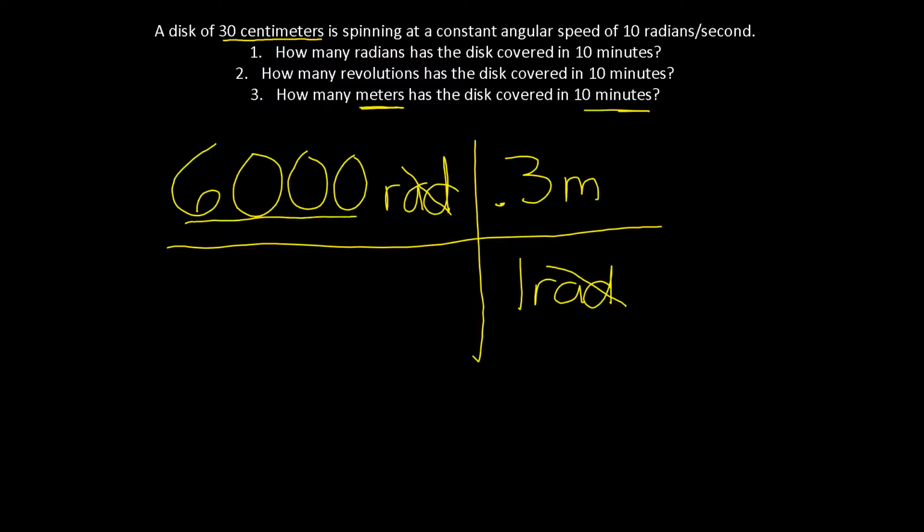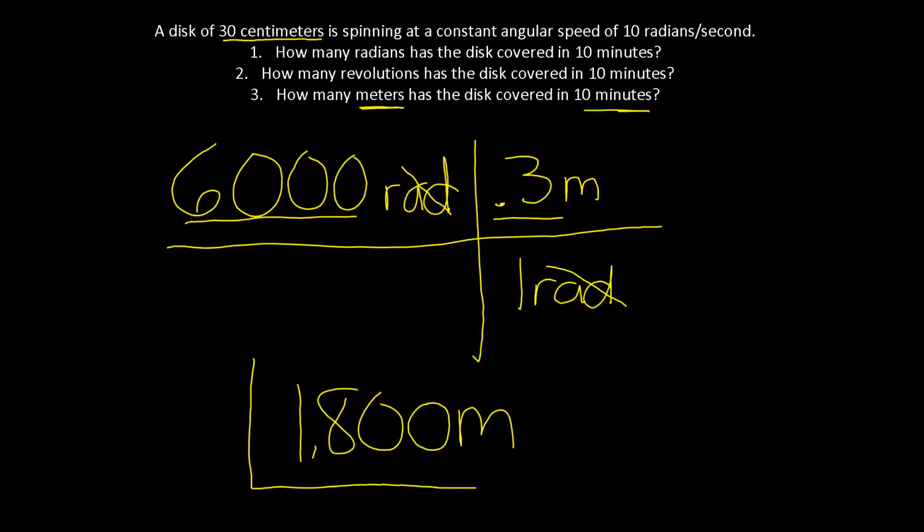Once you multiply 6,000 by 0.3, you will get 1,800 meters as the distance covered in 10 minutes. And that's your answer to part 3.